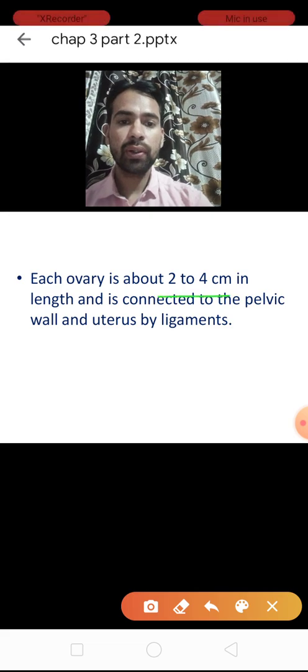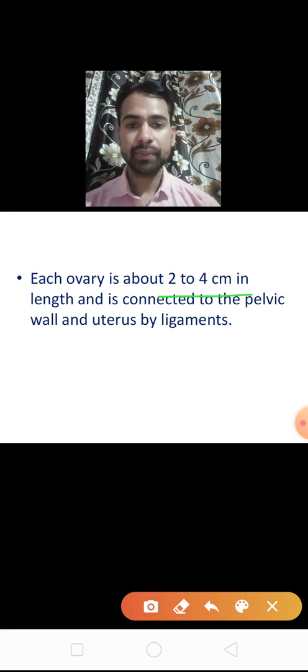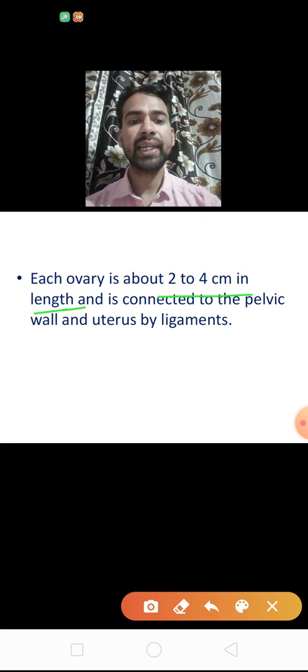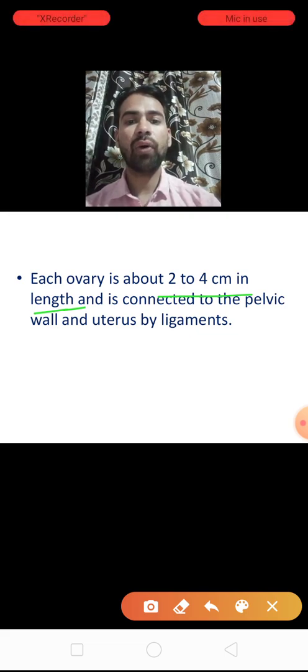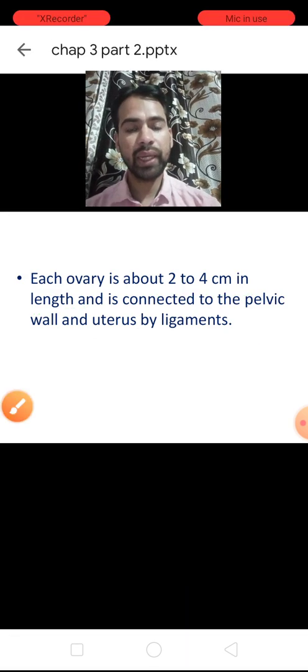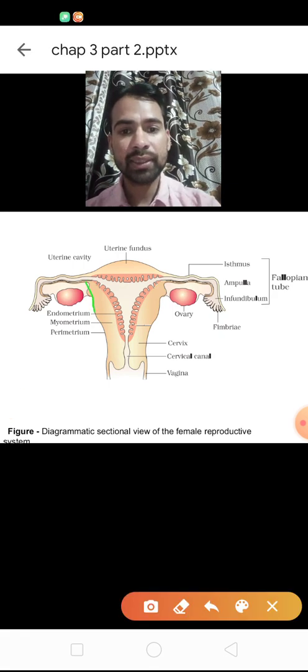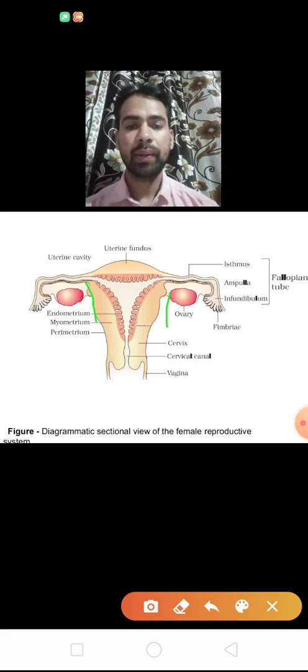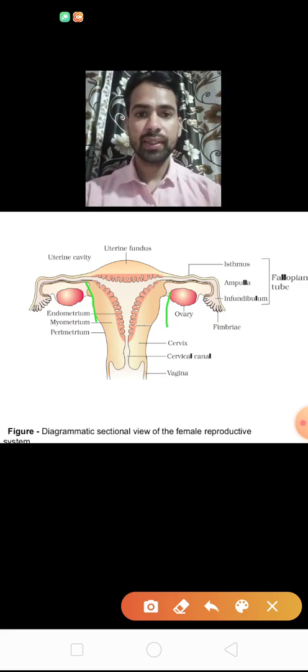Now each ovary that I show in the picture in front of you is 2 to 4 centimeter in length and is connected to the pelvic wall and uterus by ligaments. Okay, it means these ovaries are not in air. These are attached to the uterus by ligaments. These are the ligaments you can see in the picture. By use of these ligaments, the ovaries are attached to the uterus. Okay, clear?